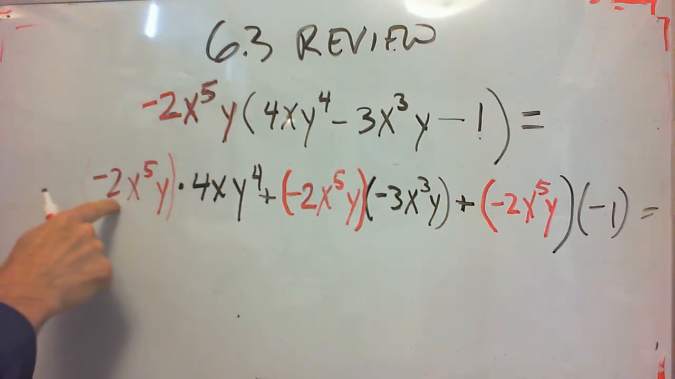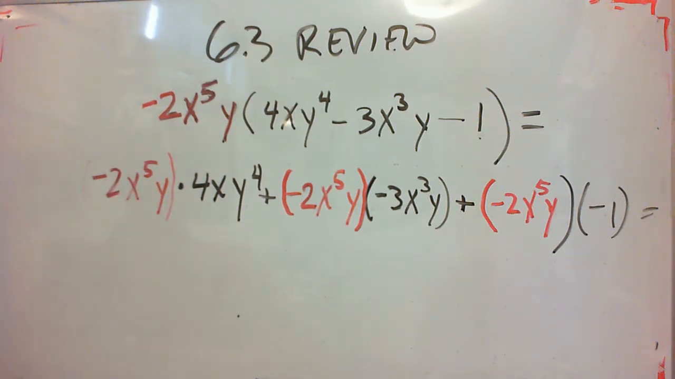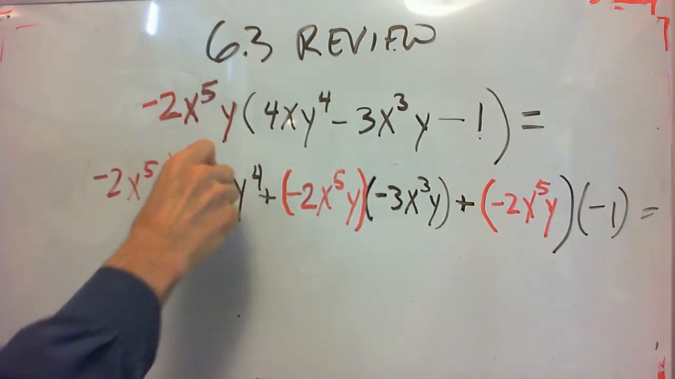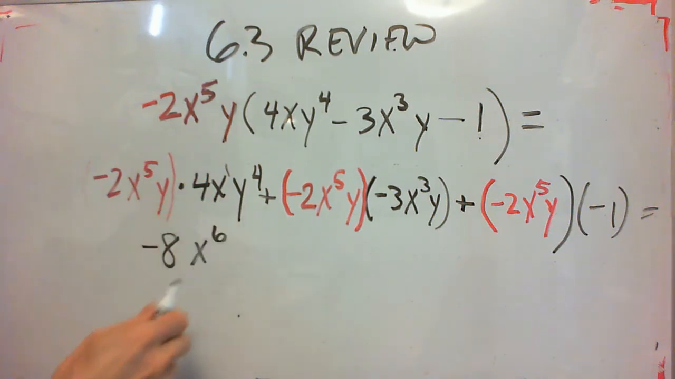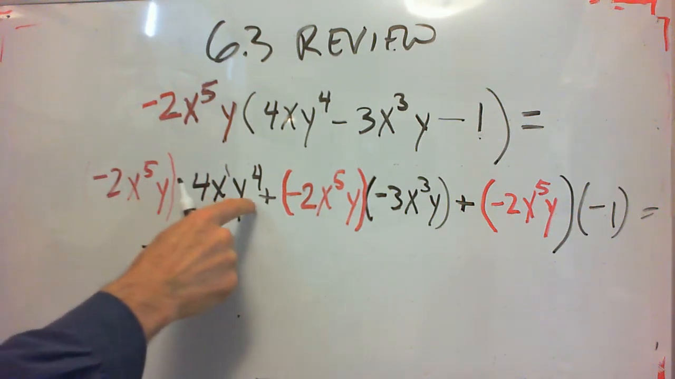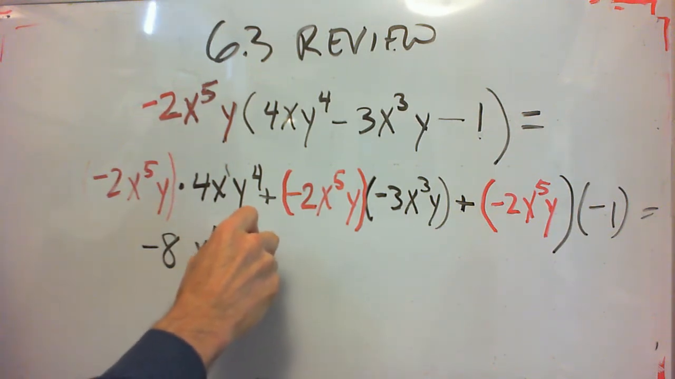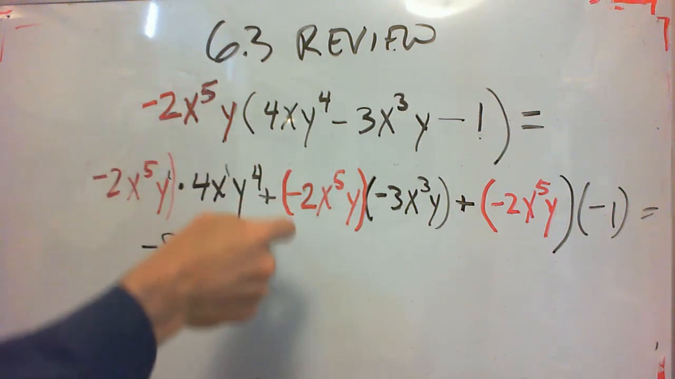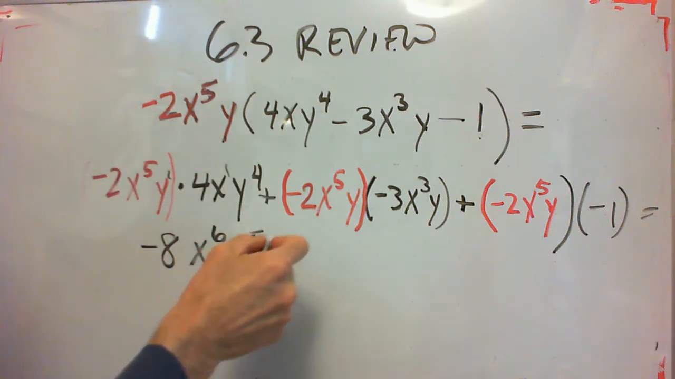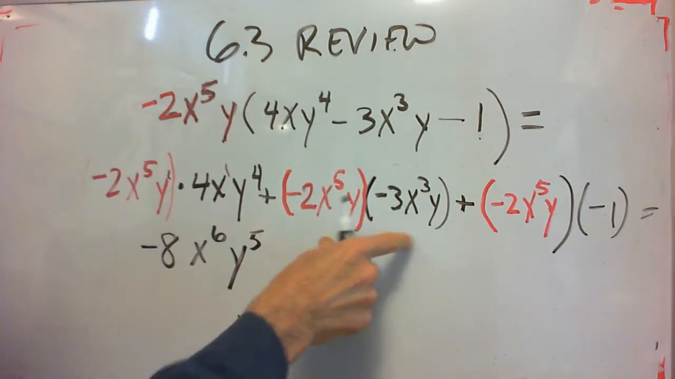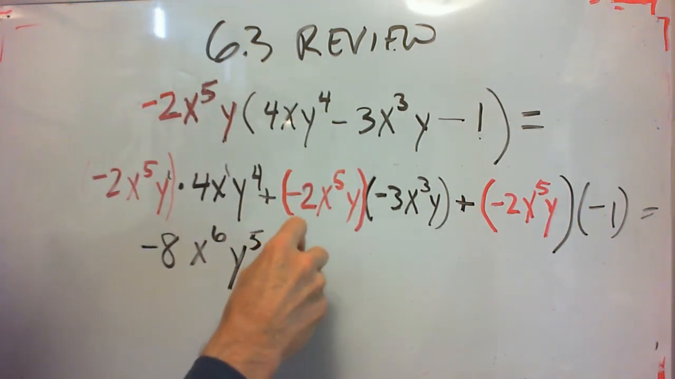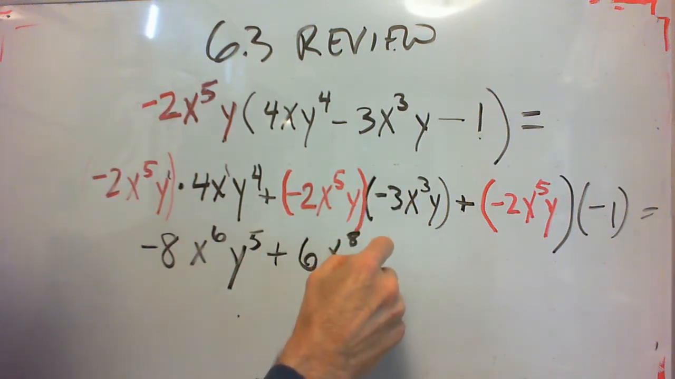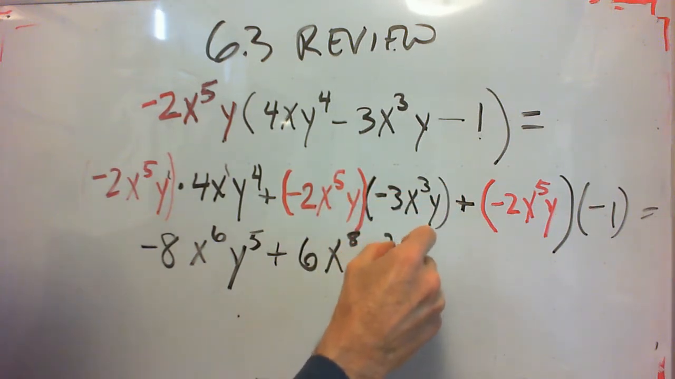So the first product, the negative 2 times 4 makes negative 8. X to the 5th times x to the 1st makes x to the 5 plus 1, or x to the 6th. Y times y to the 4th is y to the 5th, because we have 1y added to 4y, or 1 added to 4 to give you the y to the 5th power. Then in the second product, the 2 negatives make a positive 6. X to the 5 plus 3, 8.